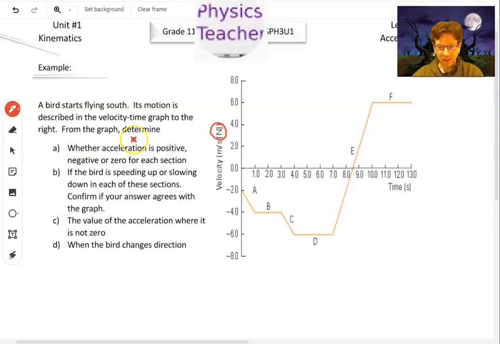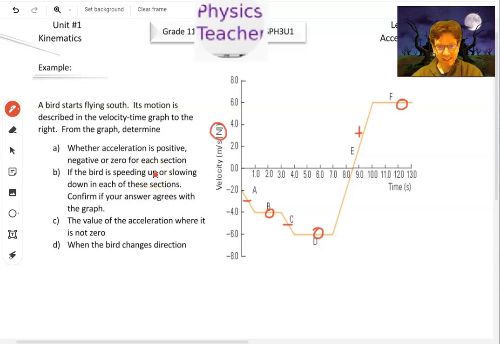So first question, determine whether acceleration is positive, negative, or zero for each section. So remember, acceleration is the slope on a VT graph. So in this case, the slope is negative. So we have a negative slope. Here it's a horizontal line, so our slope is 0. Here we have another negative slope, so negative acceleration. And here again, 0. And then all throughout E, that's a positive slope, so positive acceleration. And then a horizontal line, so constant velocity, no acceleration.